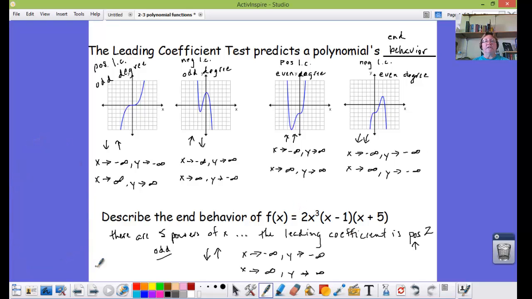Right, here's my thinking for that. 5 powers of x would happen, 3 here, 4 and 5, if you were to multiply it all out. The leading coefficient is a positive 2. So we are talking about an odd degree function, 5th power, with a positive leading coefficient. That puts us right here, and our end behavior would be down, up, or here, down, up.